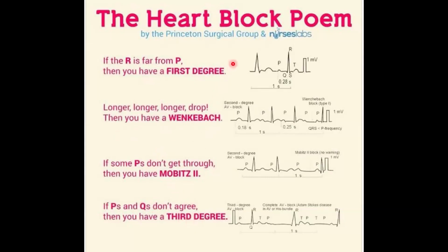So there are 3 degrees of AV block. First degree, where every P wave is conducted. Second degree, where some are conducted and some are not. And third degree, where none are conducted.